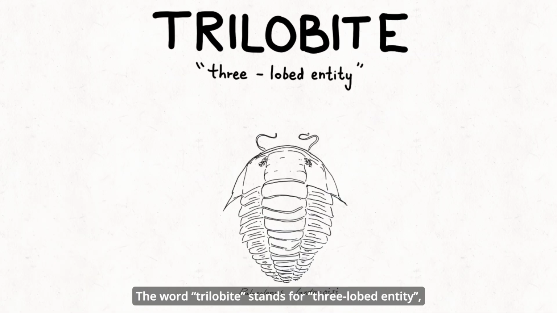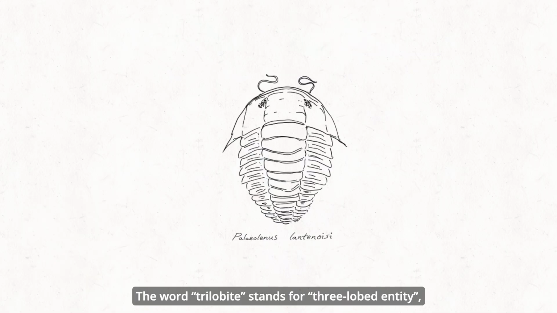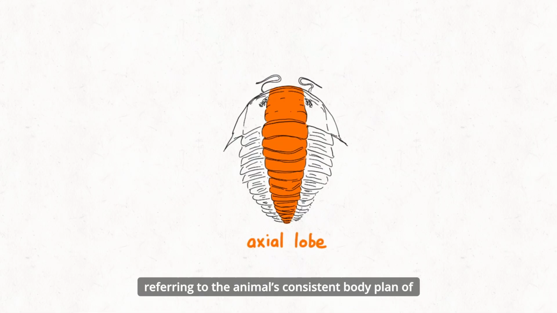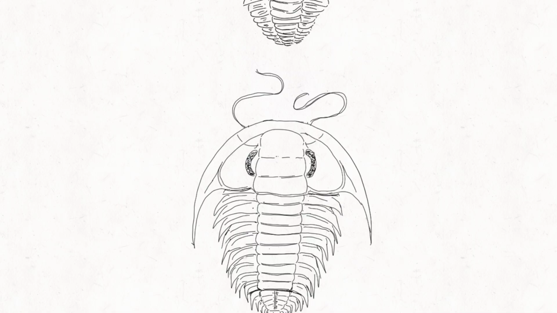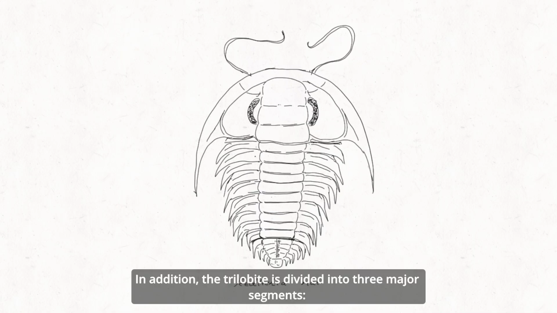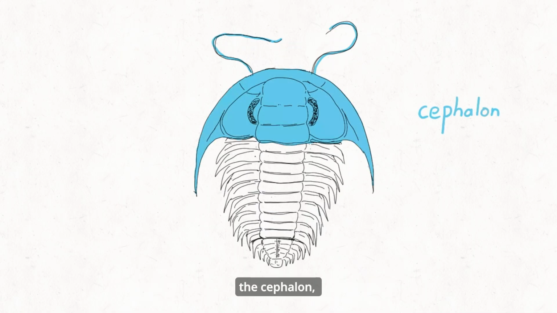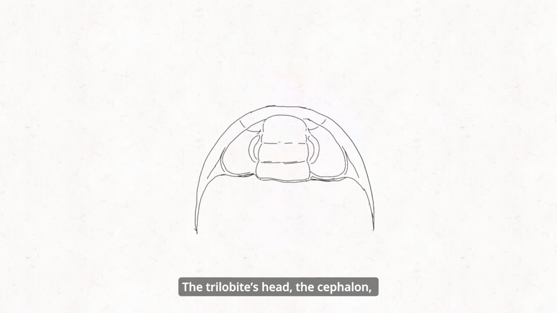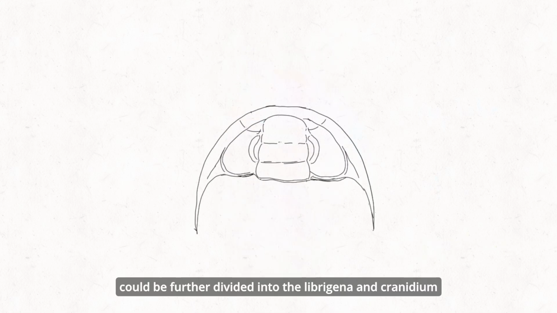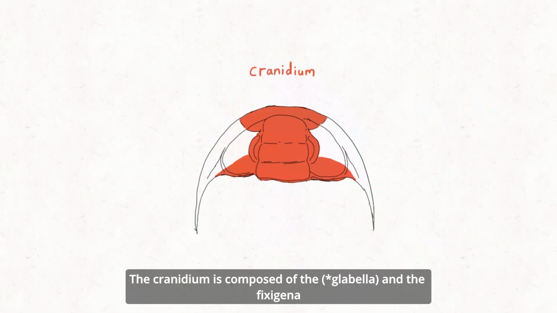The word trilobite stands for three-lobed entity, referring to the animal's consistent body plan of one axial lobe connected to two pleural lobes on each side. In addition, the trilobite is divided into three major segments: the cephalon, thorax, and pygidium. The trilobite's head, the cephalon, could be further divided into the librogena and cranidium. The cranidium is composed of the labella and the fixagena.